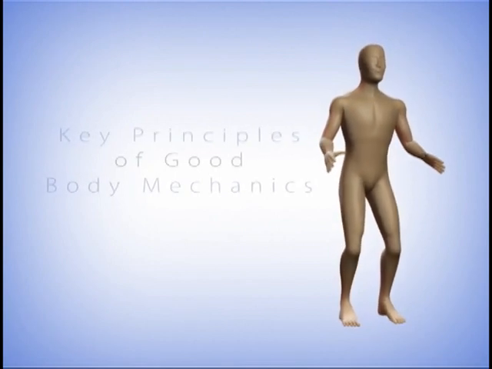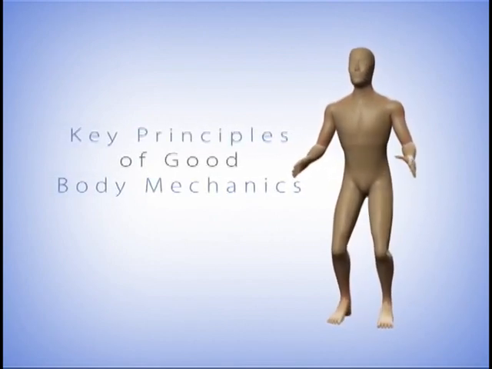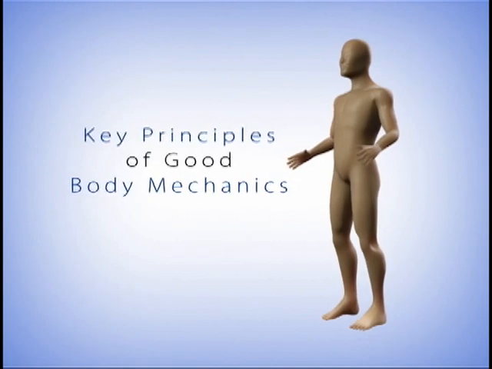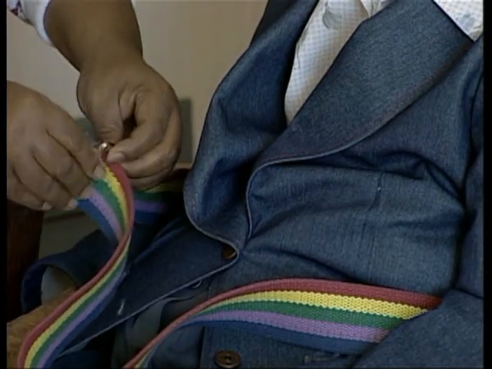In the following section, we will describe some of the key principles of good body mechanics. To do this, we will begin by using the example of moving a resident from a bed to a wheelchair. In this demonstration, the nurse aide uses a gait belt.